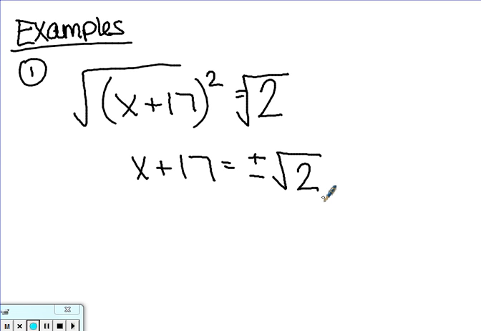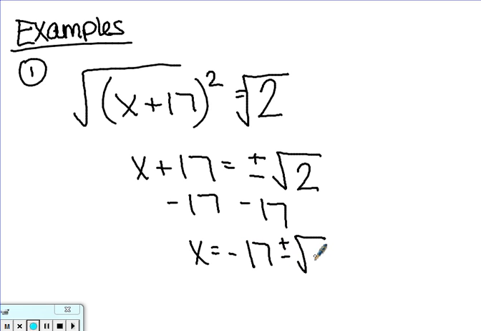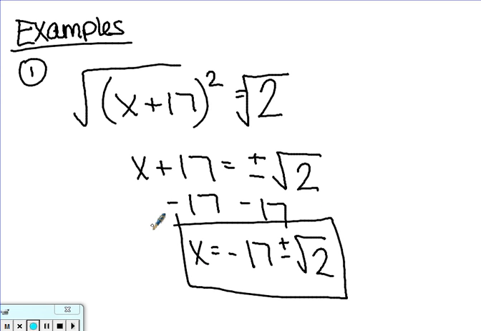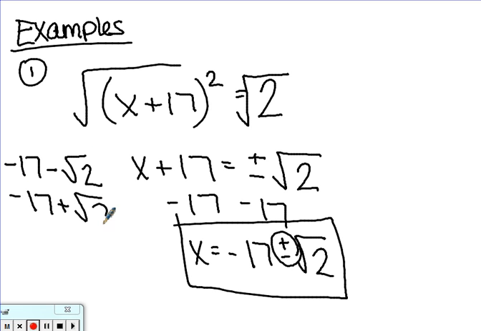We want to isolate the x. So to get the x by itself, we're going to subtract 17 from both sides. We have x equals negative 17 plus or minus the square root of 2, which is our final solution. This plus and minus allows there to be two solutions. One is negative 17 minus the square root of 2, and the other is negative 17 plus the square root of 2. We write it as plus or minus. That way you don't have to keep rewriting your answer.